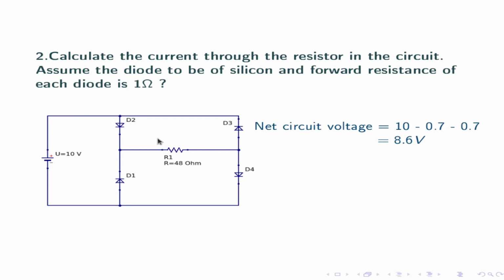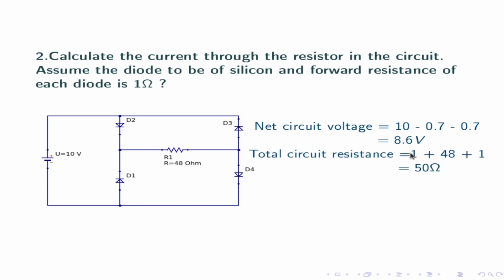So 0.7 voltage is dropped across one diode, and in one path there will be 2. If you are taking this one, it will flow through this way. If you are taking this one, this is the path. So in one path there are 2 diodes, so the net voltage is 10 minus 0.7 minus 0.7, so it is 8.6 volts.